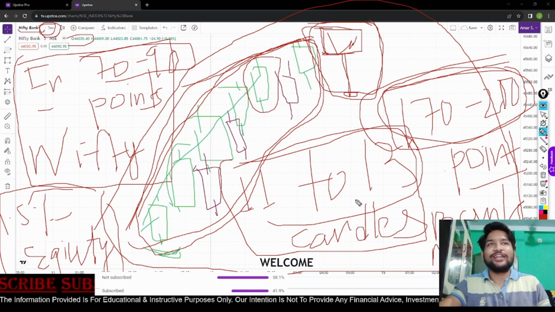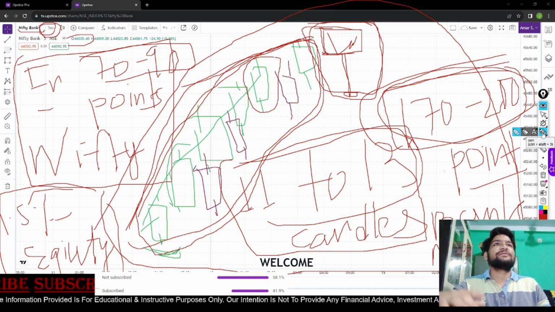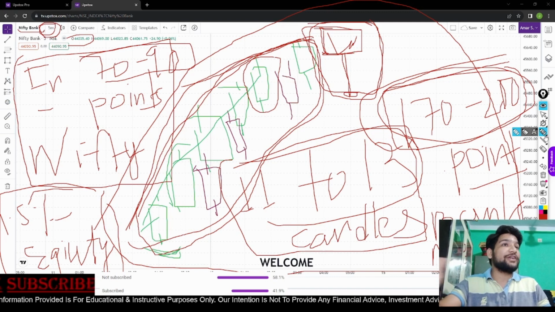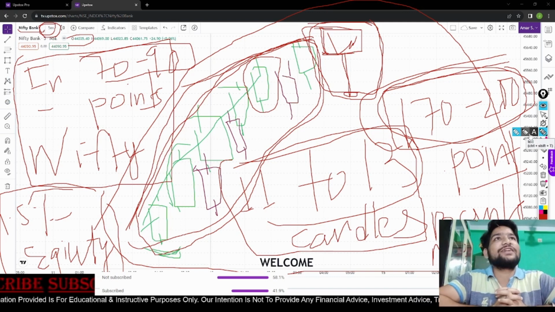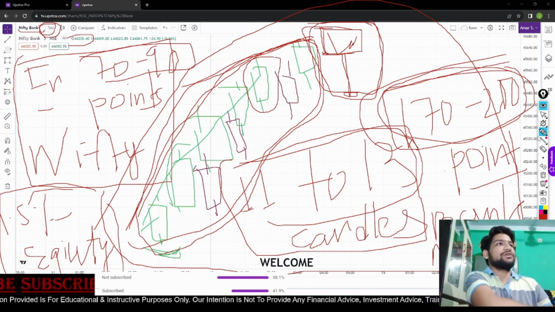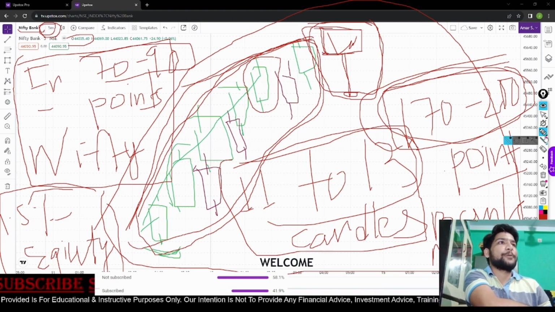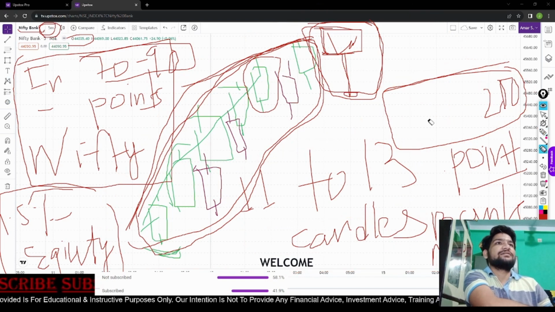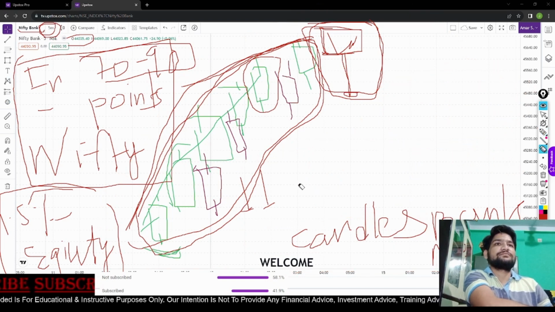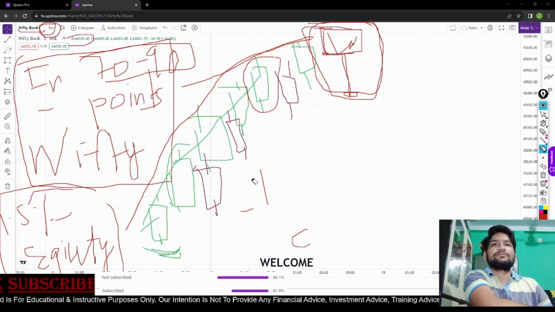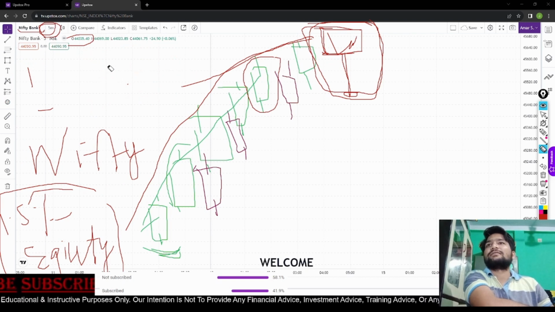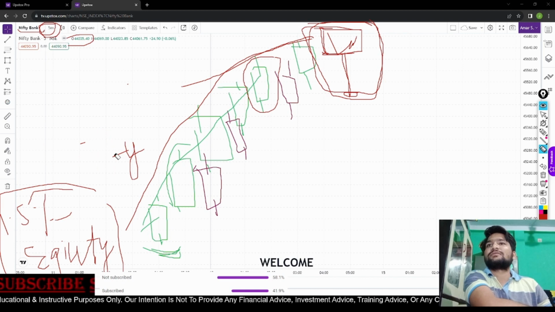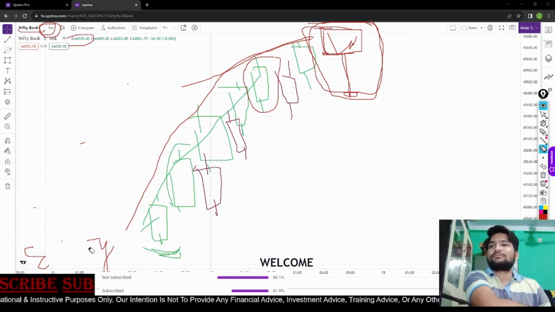Now let's just erase this mess and, most importantly, look at the targets, what we should expect as the target after the formation of this candle. And I have also not told you the entry and SL. Let me just erase this. I will tell you the target, the entry, the stop loss.